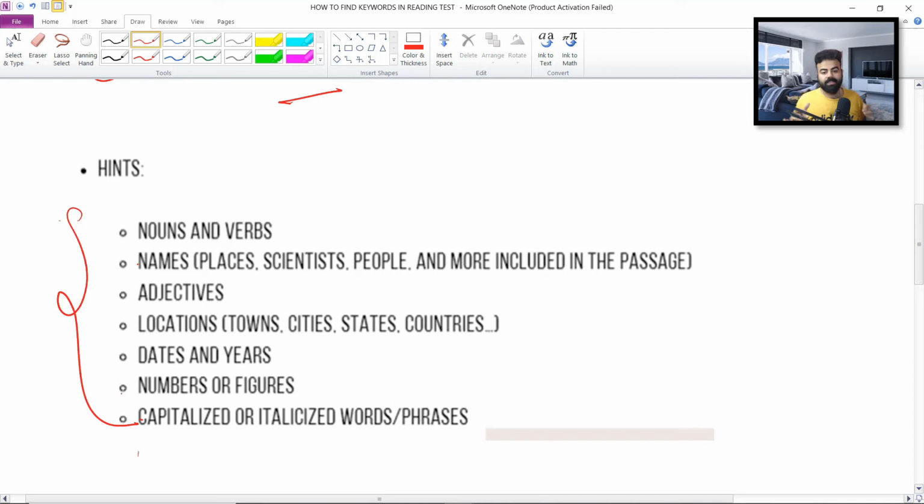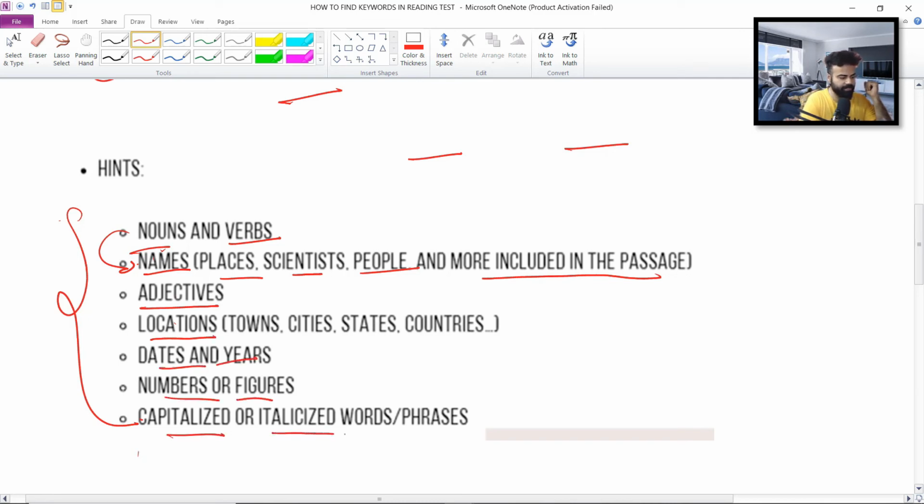Just use these hints if you are confused. If you're still confused about how to find keywords, then you can use these different hints here. You may see what the nouns or verbs are. You can highlight the nouns, the verbs in your statement, and the names. Basically these come under nouns only, and then places, scientists, people included in the passage. And then you can see if there are any adjectives in the statement, or any mention of locations, dates and years, numbers or figures, or any capitalized, titleized words or phrases in the statements. These will eventually give you the words that add more than 80% meaning to the sentence.